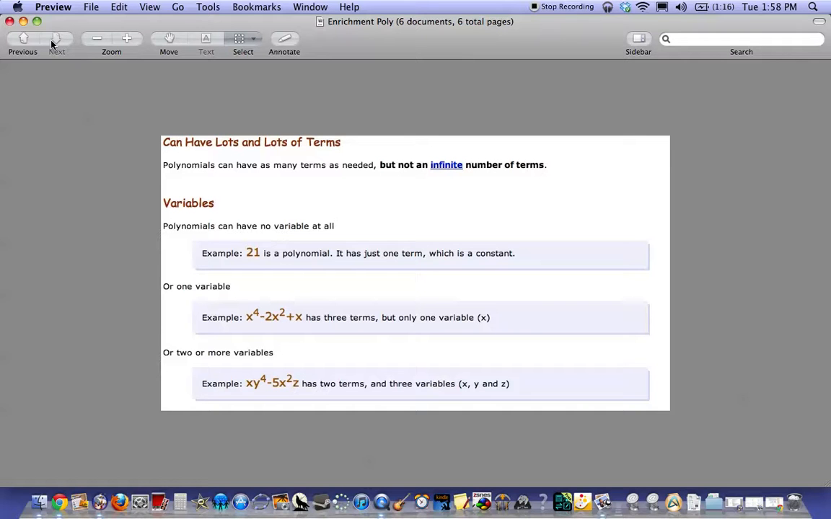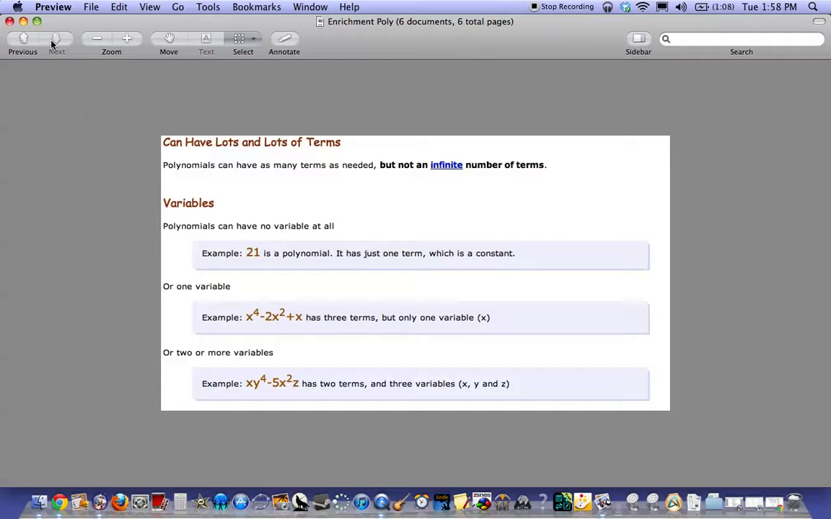Polynomials can have lots of terms, but it cannot have an infinite number of terms because a polynomial has to at some point stop. In order to be an expression, it has to at some point stop. Infinite technically means it goes on forever and ever. In other words, you would never run out of terms. Polynomials can have no variables at all. You could just have the number 21, and that is a polynomial.